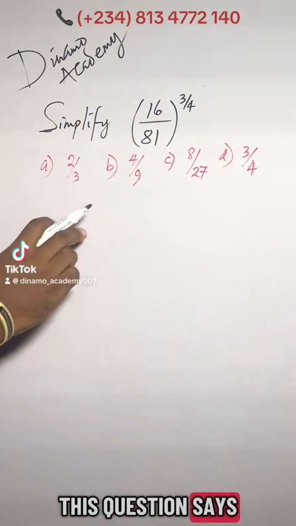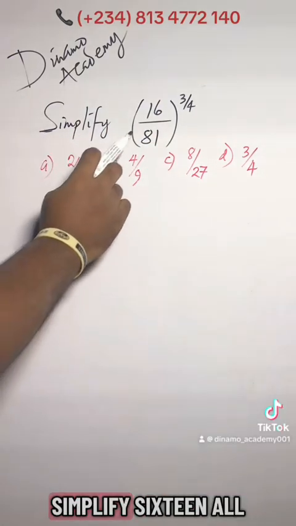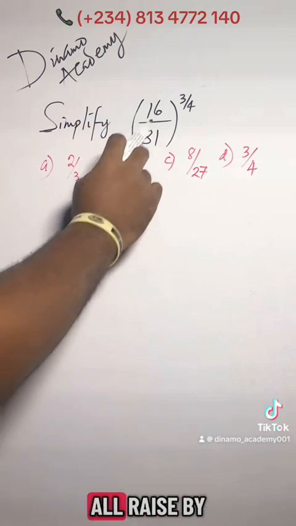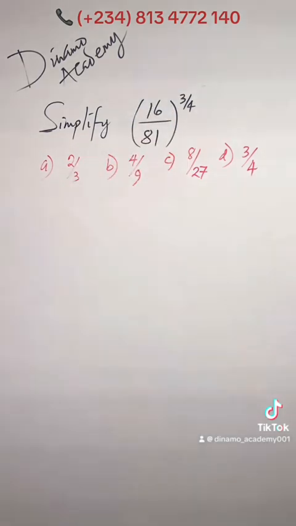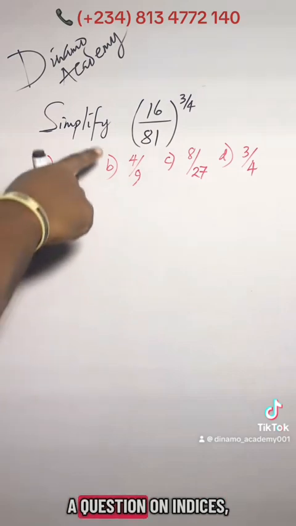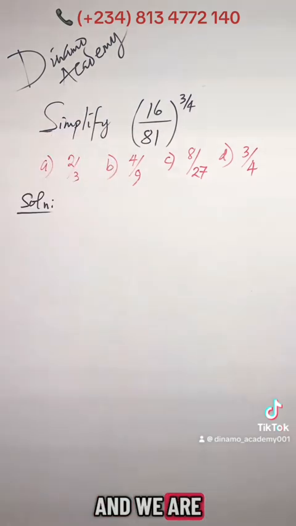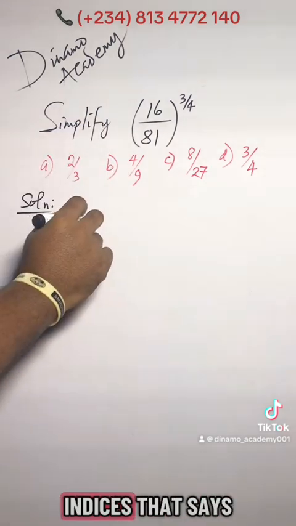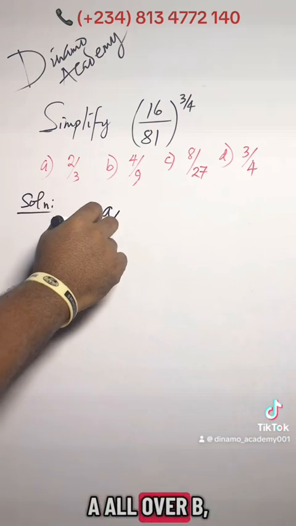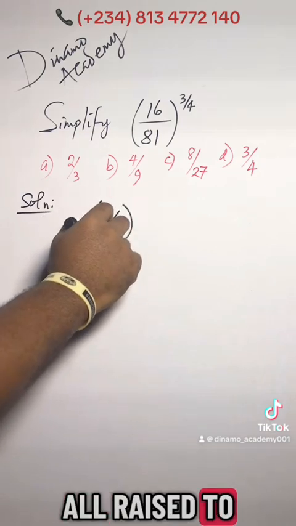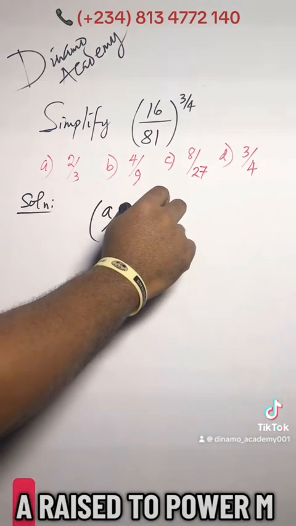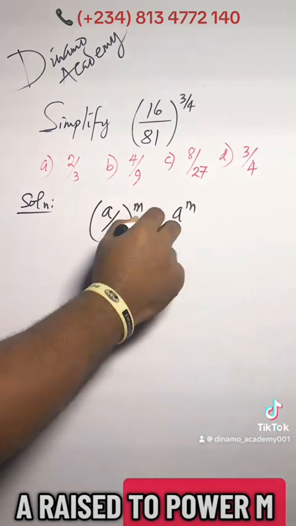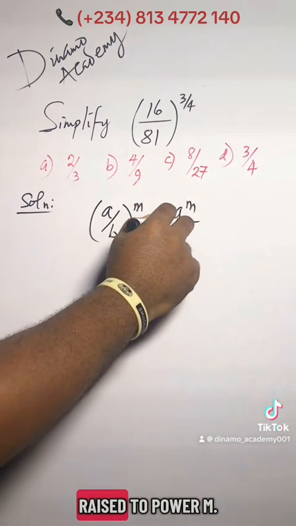This question says simplify (16/81) all raised to the power 3/4. So we say solution. Now this is a question on indices, and we are going to apply the law of indices that says (a/b) all raised to the power m is equal to a raised to the power m divided by b raised to the power m.